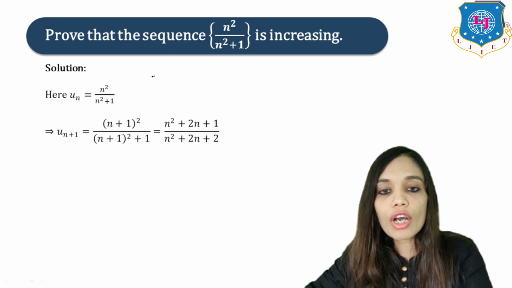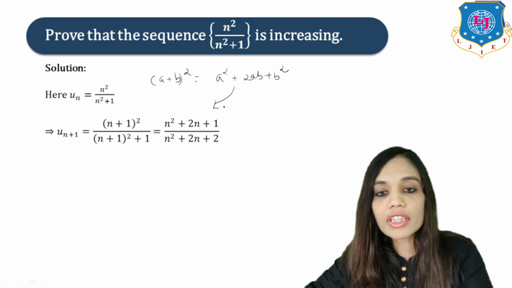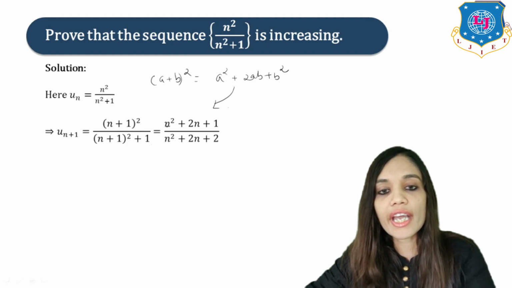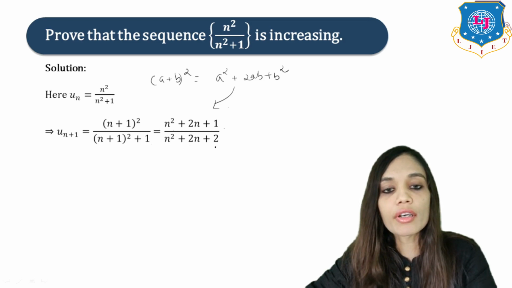Now we know the formula of a plus b whole square, that is equal to a square plus 2ab plus b square. So using this we will get n plus 1 whole square as n square plus 2n plus 1 upon. Now simplify this denominator. So you will get n square plus 2n plus 2.